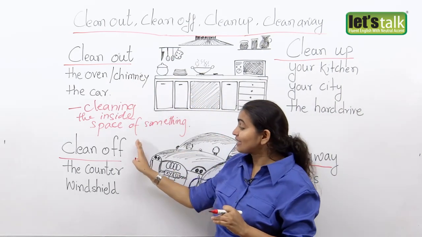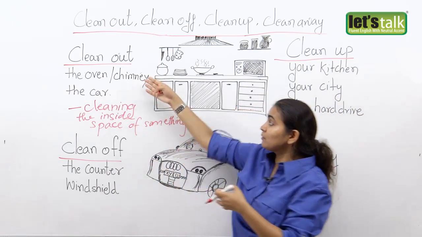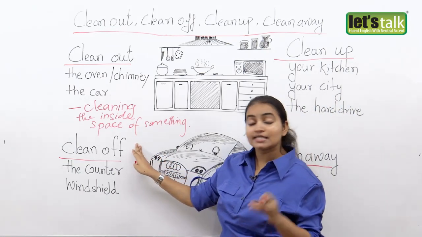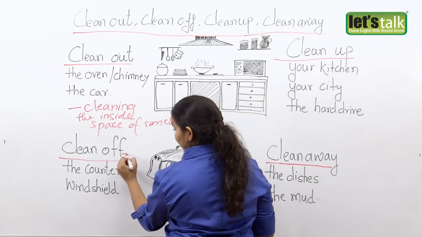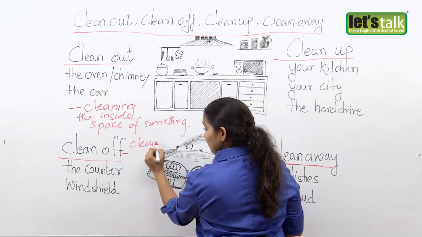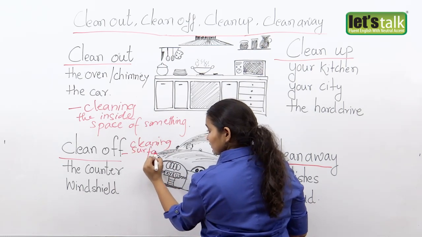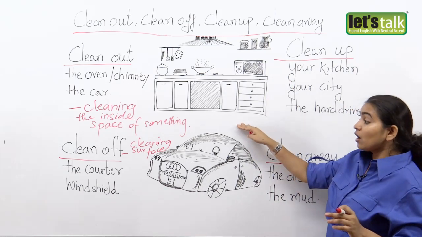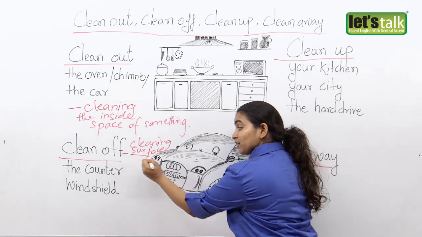Now we will talk about clean off. Why is clean off different from the other three phrases? Clean off is nothing but cleaning the surface of something. Okay, let's go back to my kitchen. Clean off, as I said, refers to cleaning the surface.